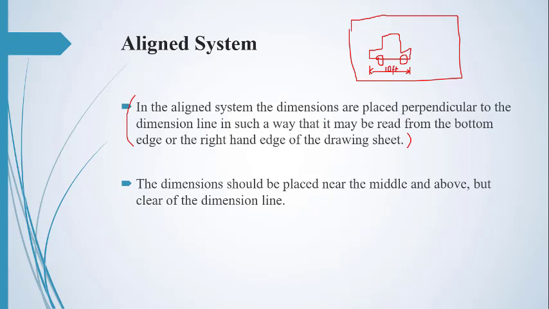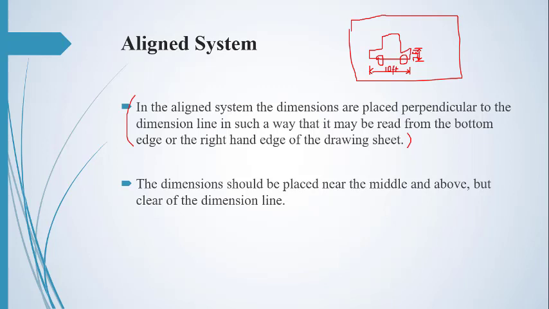On the other hand, if we see this part, this one, that is also another part. Here we can see that it is 2 feet, so I will show you here, 2 feet. So writing in the direction of the line, that is the dimension line, is known as the aligned system.